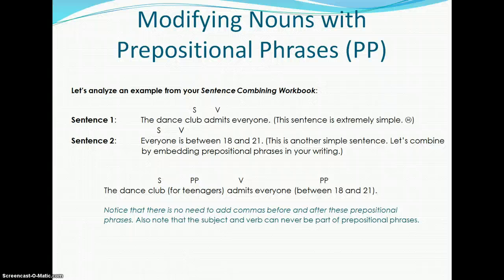In our sentence combining workbook, you have two sentences. The dance club admits everyone. This sentence is extremely simple. Everyone is between 18 and 21. And this is another simple sentence, so let's combine them by embedding prepositional phrases in your writing. We have: the dance club for teenagers admits everyone between 18 and 21.